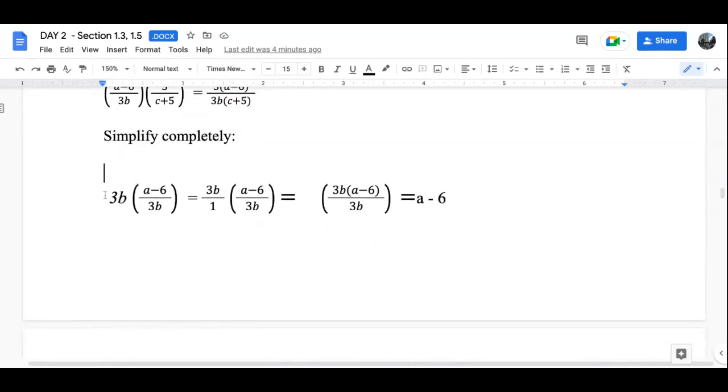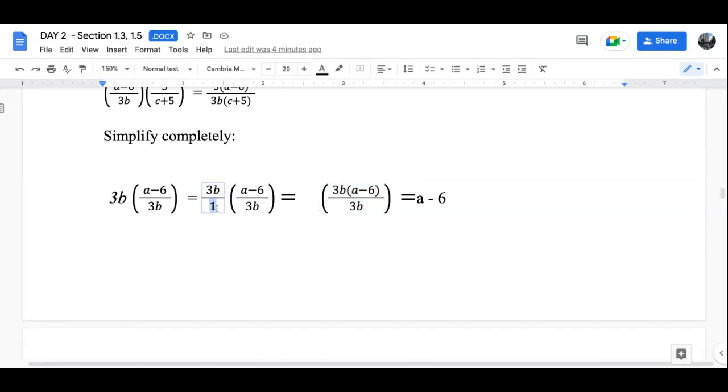Simplify completely. Let's see this one. We have 3b as a numerator. We can think 3b has a denominator of 1. And we have a fraction. Numerator is a minus b, denominator is 3b. Because we have 3b multiplied by this fraction, because it's a multiplication, right? We can just multiply numerator with the numerator. We get 3b times a minus b.